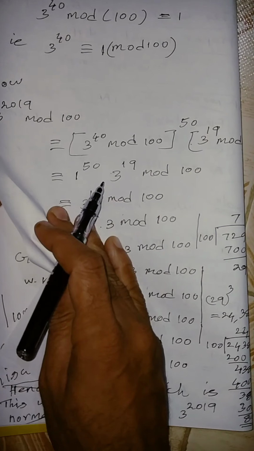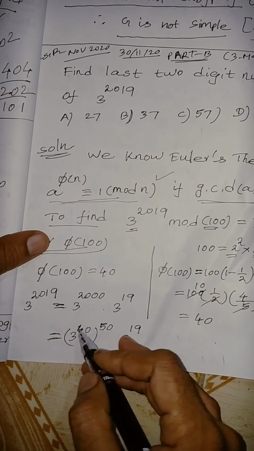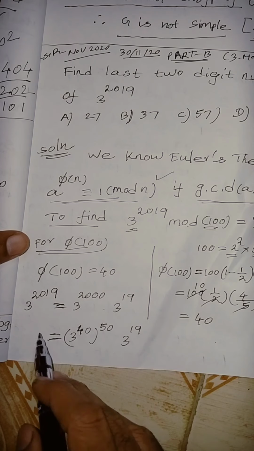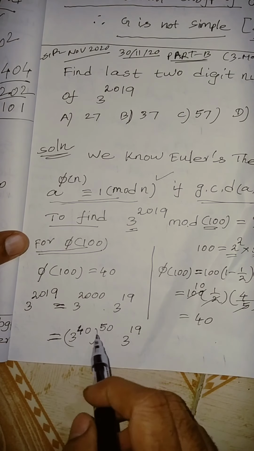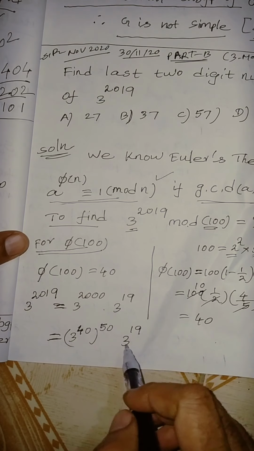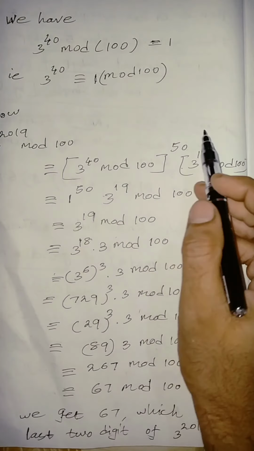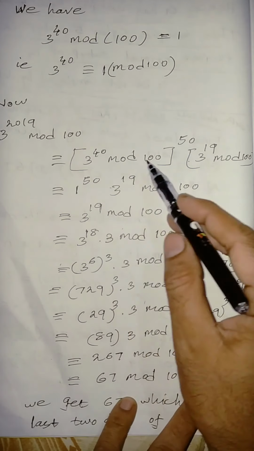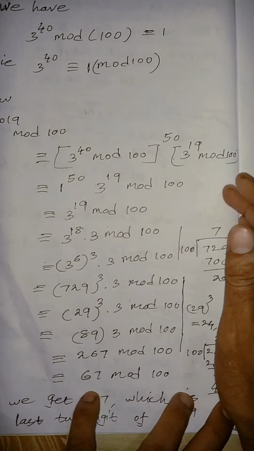According to the mod property, I am applying mod 100 on both sides. Here also mod 100. 3 power 2019 mod 100 is 3 power 40 mod 100 whole power 50, then 3 power 19 mod 100. Okay, fine. So 3 power 40 mod 100 power 50, then 3 power 19 mod 100.